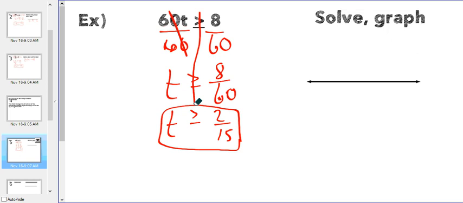Solving and graphing. Sometimes fractions can be kind of tough to represent on a number line. If you put your value right in the middle, so here's our 2/15.